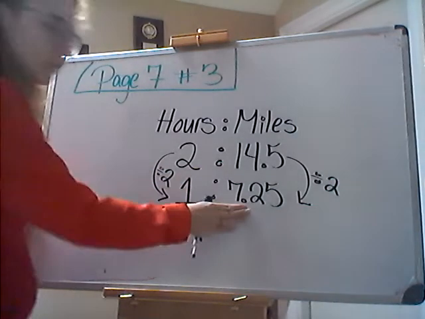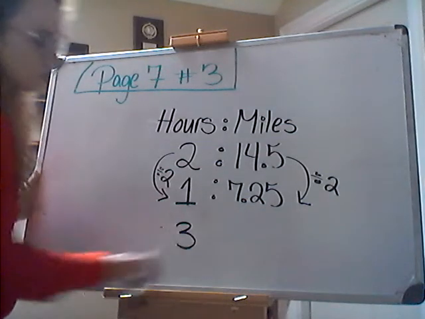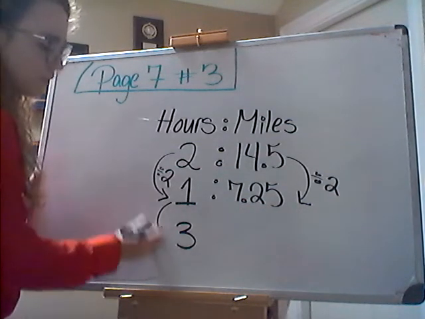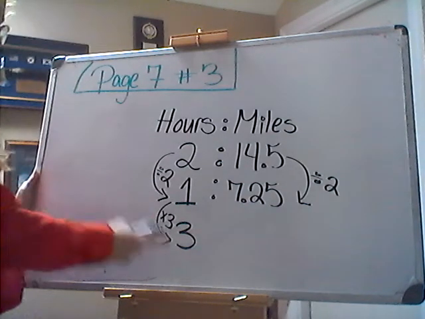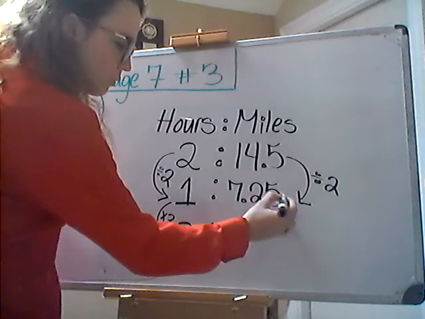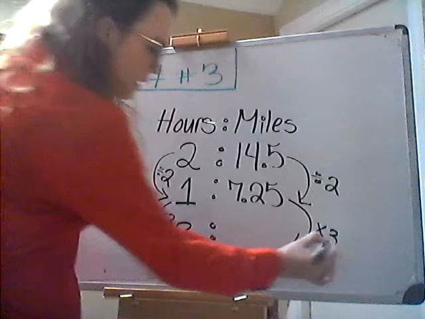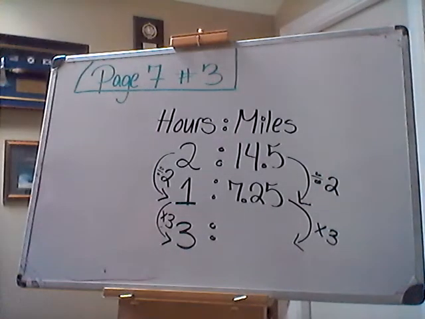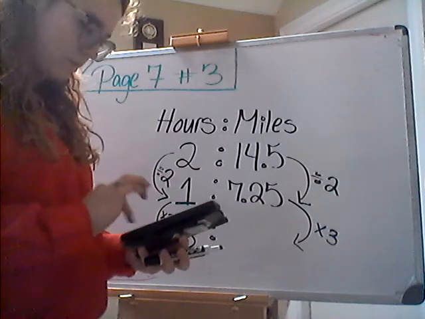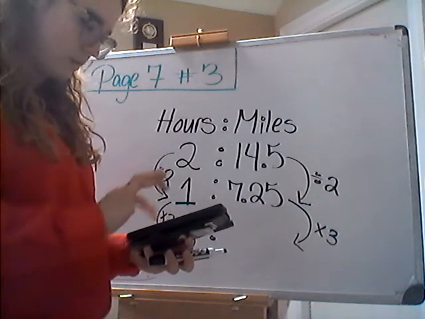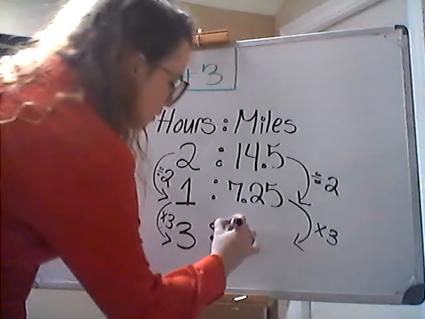Well, since we know how far she can run in 1 hour, now it's easier to figure out how far she can run in 3 hours. So all we have to do is multiply by 3. 1 times 3 is 3. Whatever we do to this side, we have to do to this side. And 7.25 times 3 is 21.75.